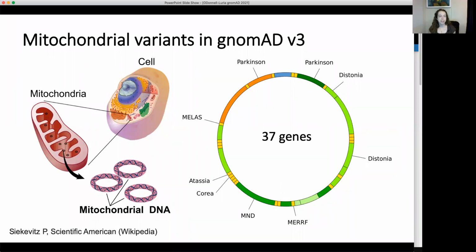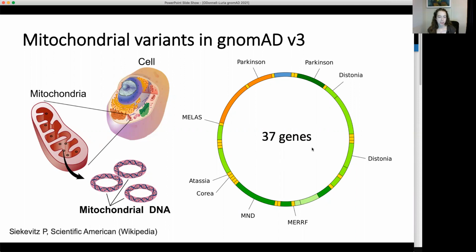We have some new data sets that have recently been added. Last October, we added the mitochondrial variants to gnomAD v3. They're not in v2, but they're part of v3 because they're only part of the genome call set. The idea here is that mitochondria are evolutionarily derived from bacteria, and they have their own DNA in them. It's this circular DNA.